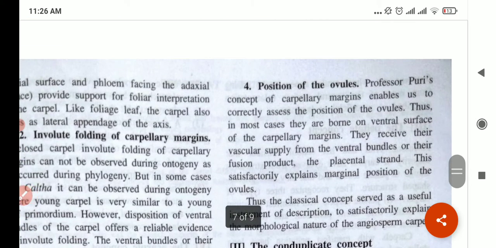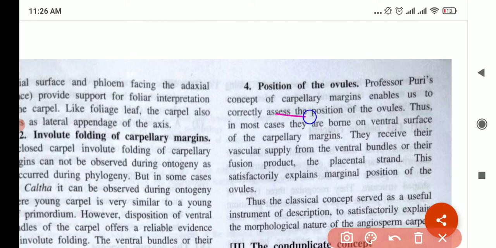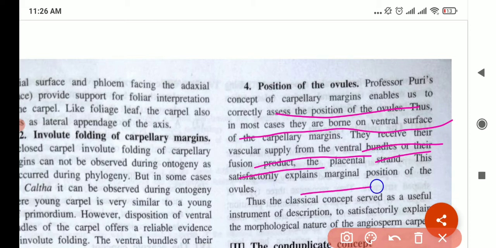Then going on, after the fusion of the margin, comes the position of the ovule. So like Professor Puri says, there should be 4: foliar nature, involute folding, fusion of margin, and now position of the ovule. Professor Puri says they should assess the position of the ovule. In many cases, the ovules are on the ventral surface of the carpellary margin, and they receive their water supply from the ventral bundle or the fusion product. So it explains the marginal position of the ovule.